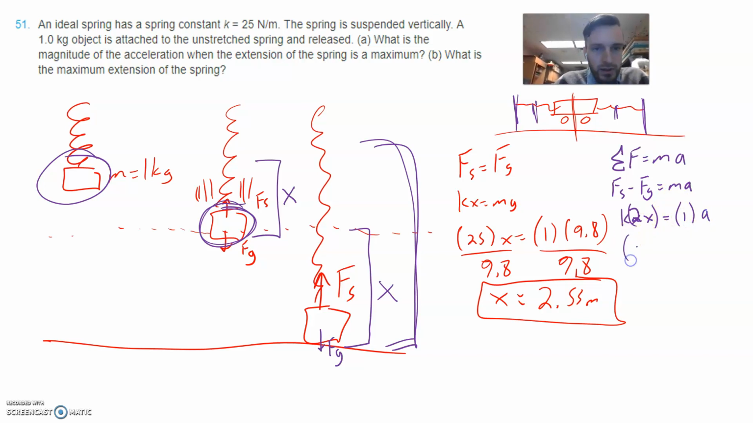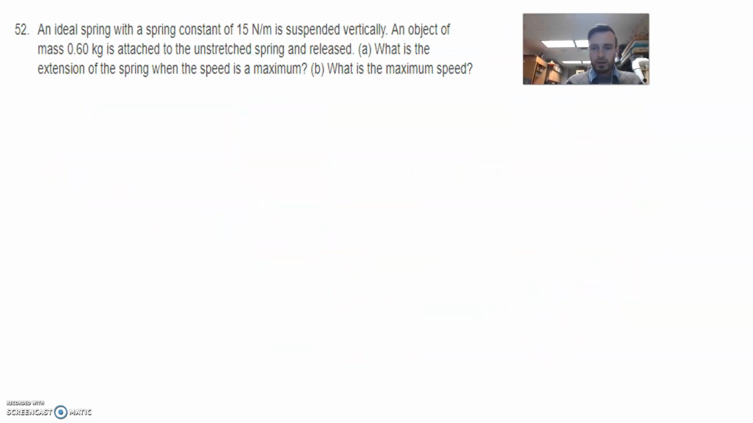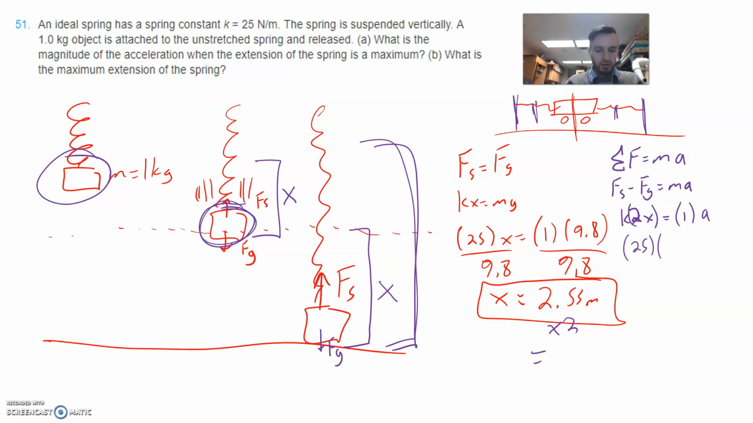So let's plug in some numbers. 25 is K. I put 2x in there because from the time we dropped it from the spring being at a relaxed position, we traveled a distance 2x. Our x is 2.55, so I'm going to double that, which gets me to 5.1 meters. That's what I'm plugging in here, 5.1 meters.